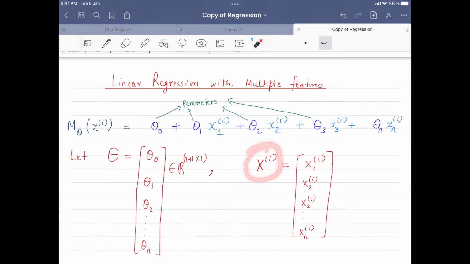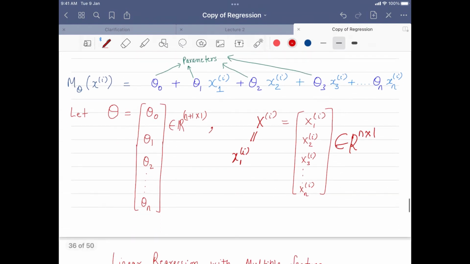Similarly, your xi is now this. If you recall, in the earlier case your xi was only xi1, a single element. But now it's a vector which has all the n features, and the dimension of this is n cross 1. And if you want to multiply these two matrices, it will not be possible because this is n plus 1 and this is n. So we have to increase the dimension of this matrix by 1, so that we can multiply these two matrices properly.